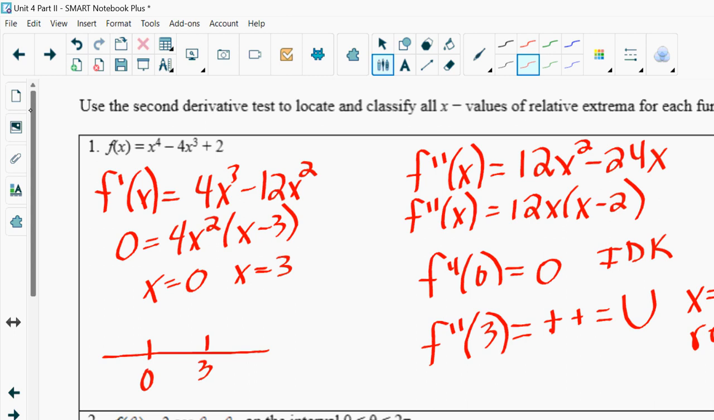If we go back over here and plug in a number less than 0, like -1, we're going to get a positive. -1 minus 3 is a negative, so that's going to be negative.